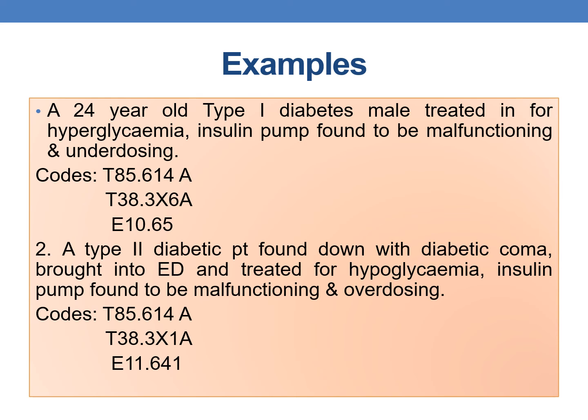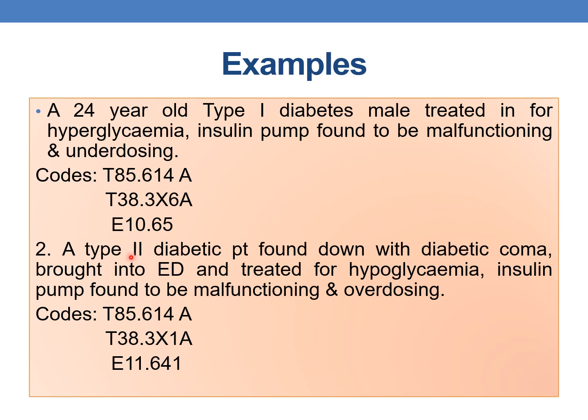Now let us see the examples. A 24-year-old type 1 diabetes mellitus male treated in for hyperglycemia. Insulin pump found to be malfunctioning and underdosing. The codes are T85.614A. A indicates initial encounter, followed by T38.3x6A, and finally a code to indicate type of diabetes, E11.65.